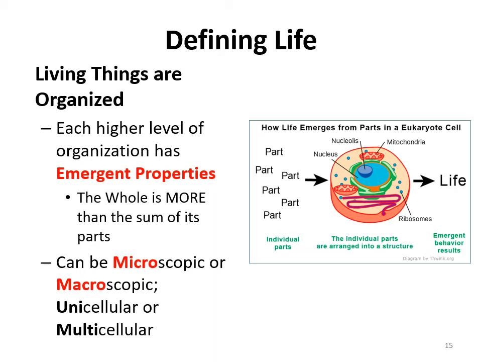whereas macroscopic would be the gross film that you end up seeing on something that's gotten really contaminated. Okay? You also see the terms of organization unicellular versus multicellular. And in biology, you encounter a lot of different terms, but if you break down the parts of the word, it makes it easier to understand. So when you see unicellular, uni means one, multi means many. So anything that is unicellular is made up of only one cell, whereas anything that's multicellular is made up of many cells put together.